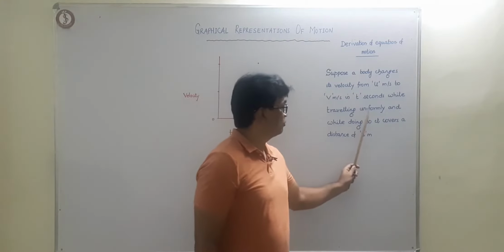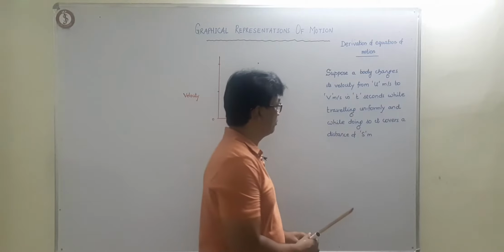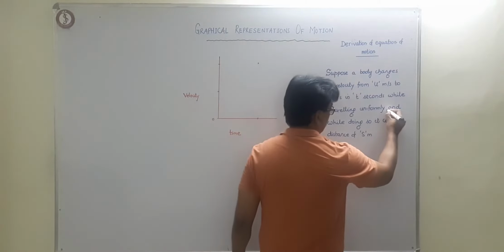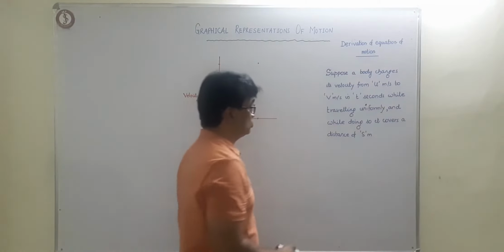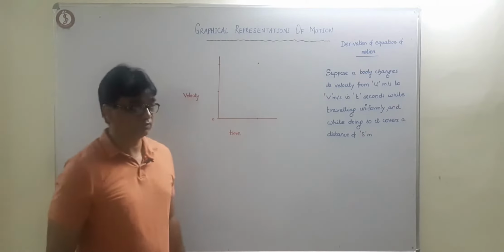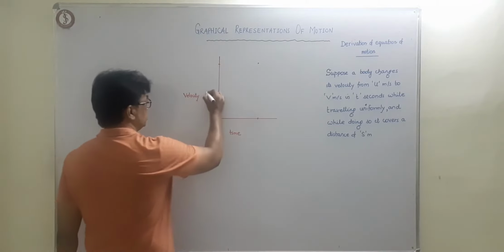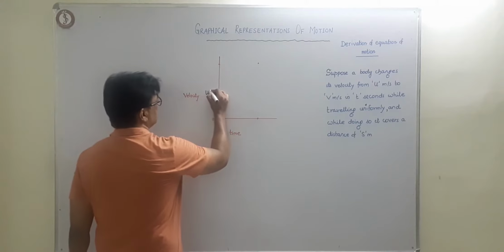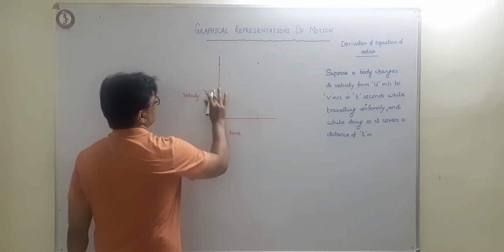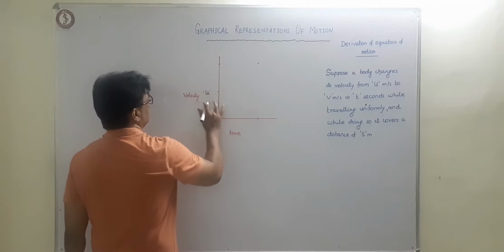while traveling uniformly, and while doing so it covers a distance of s meter. So let us see, initial velocity is u meter per second. I have already written velocity in meter per second, and I'll write time in seconds, so I don't have to write the units again and again. So u, and this is v meter per second. How much time has it taken? It has taken t seconds.